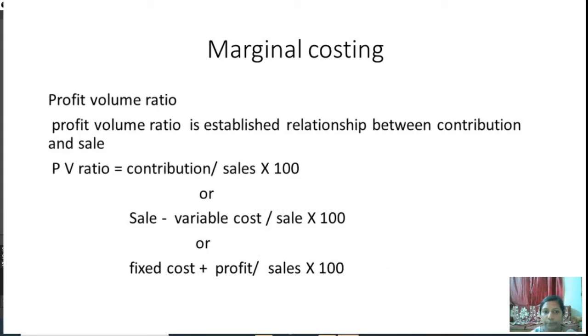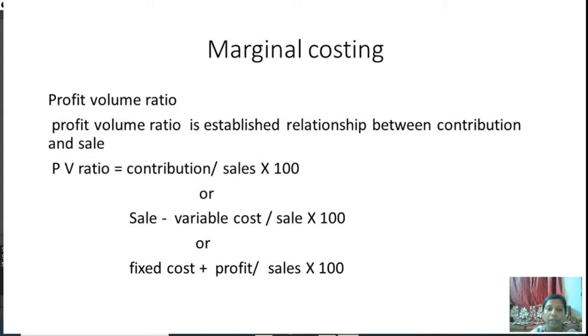First, we learn the meaning of the profit volume ratio. Profit volume ratio is the established relationship between contribution and sales. What relationship is established between the contribution and the sales? That is called the profit volume ratio.